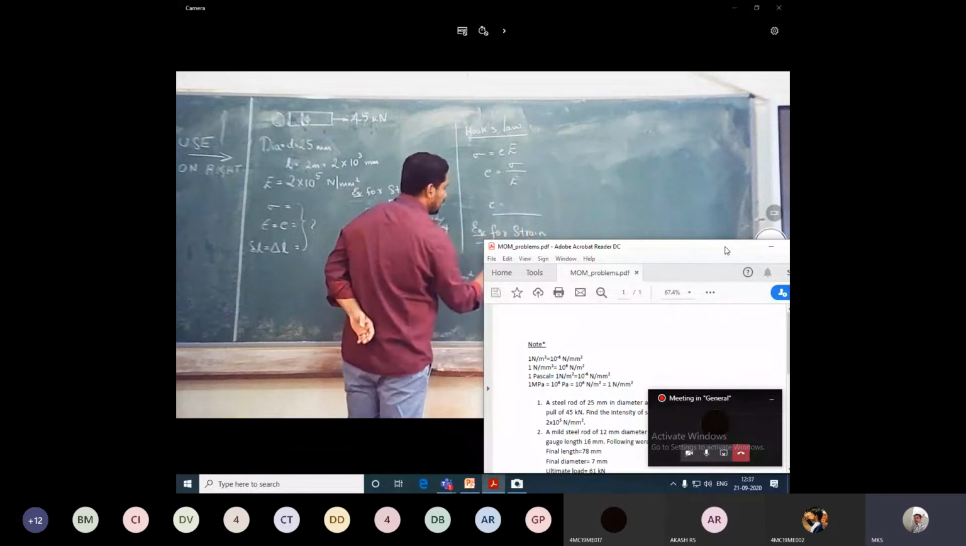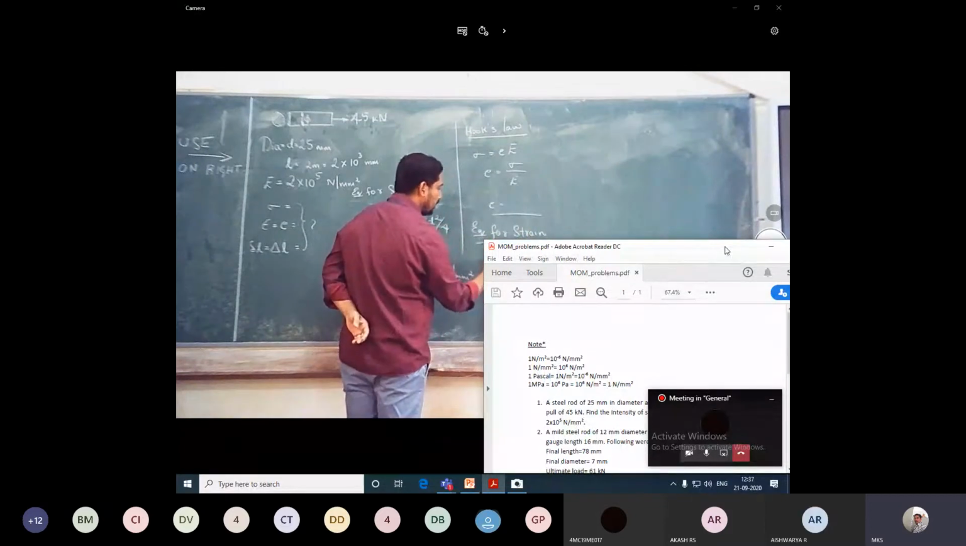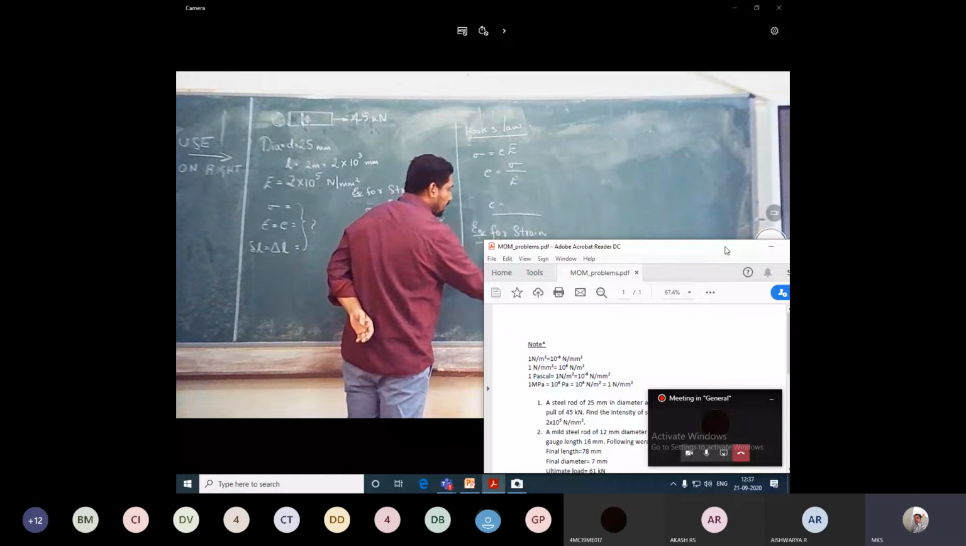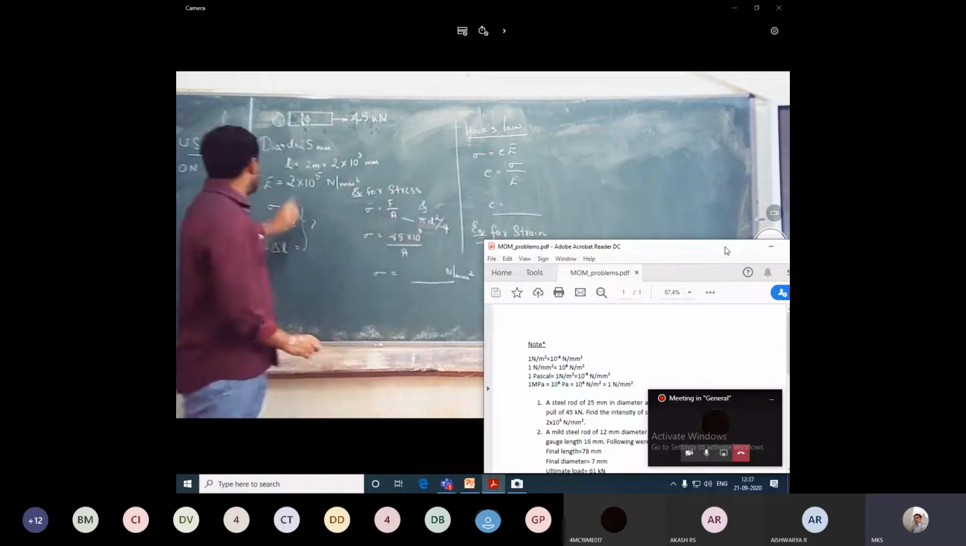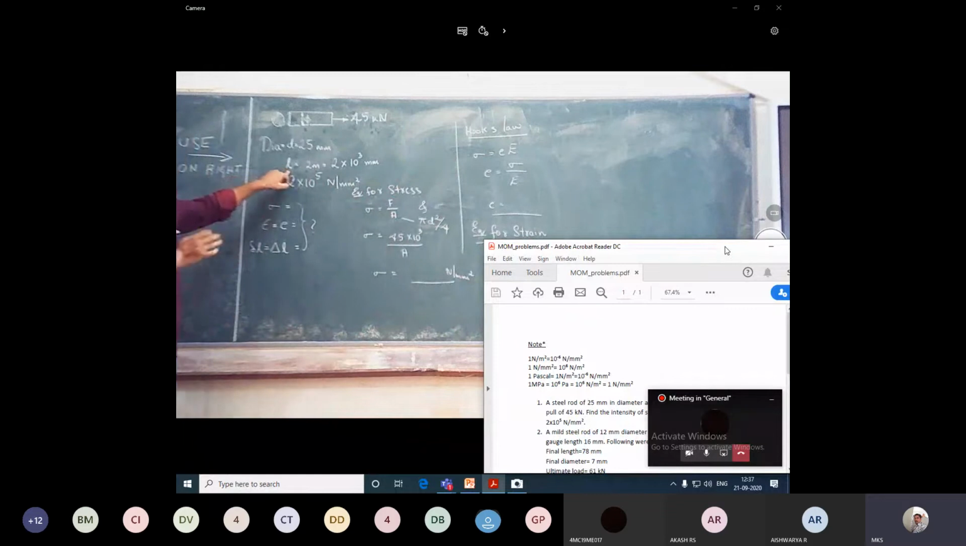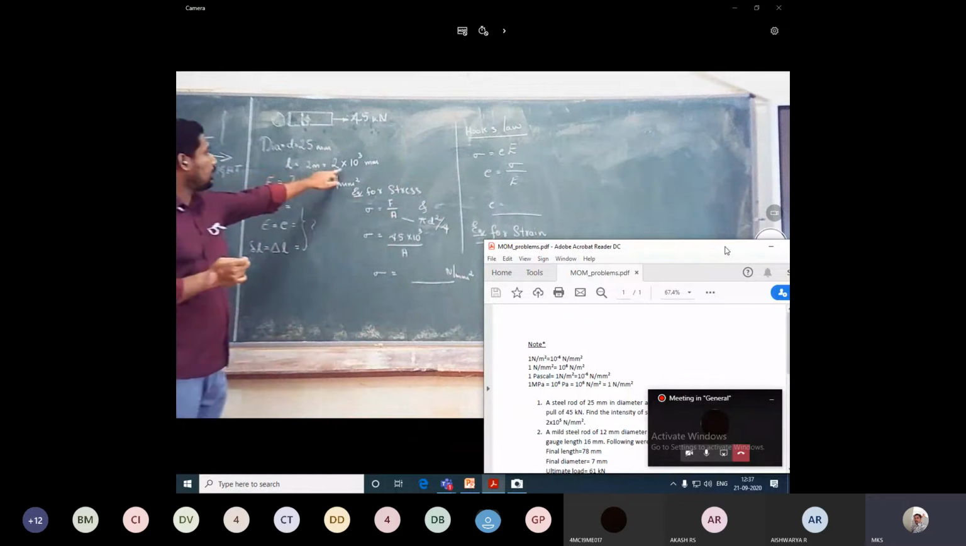So the general equation for strain: E, or epsilon, is the same. In some books you will see E, or the Greek symbol epsilon. It is given by delta L by L. So from the problem, what is L? L is the initial length before applying the load, which is given in the problem.